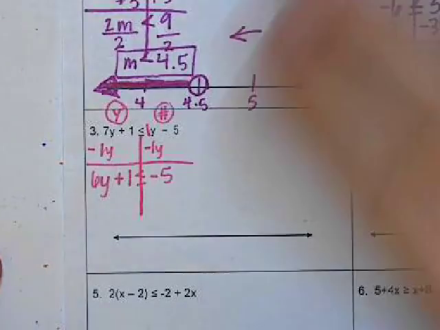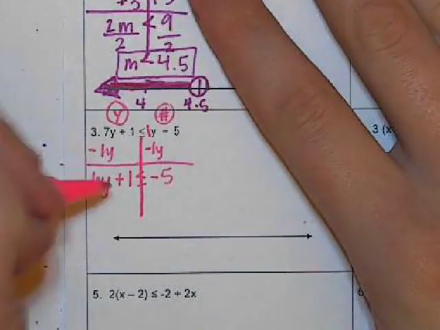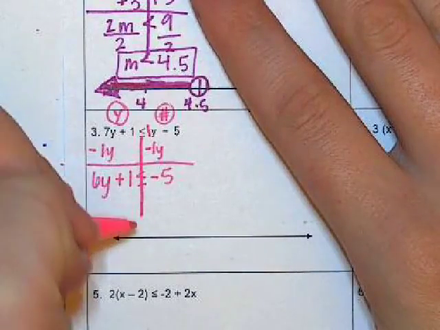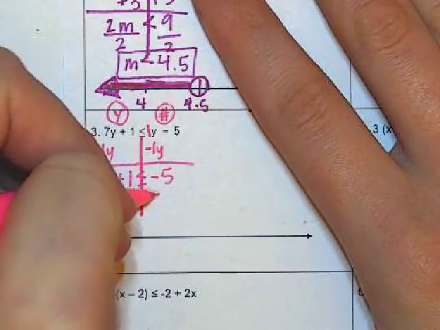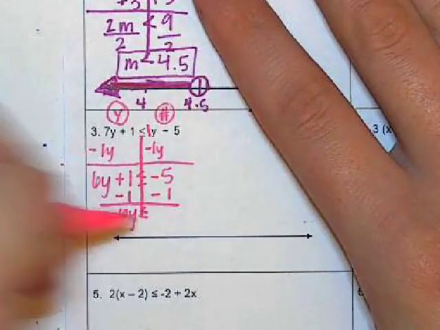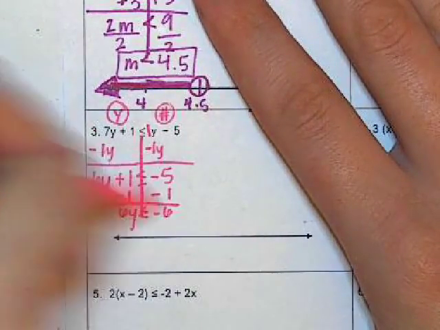All right, now what do I get rid of? The 1. How do I get rid of a positive 1? Subtract 1. Minus 1 on both sides. So 6y is less than or equal to -6.